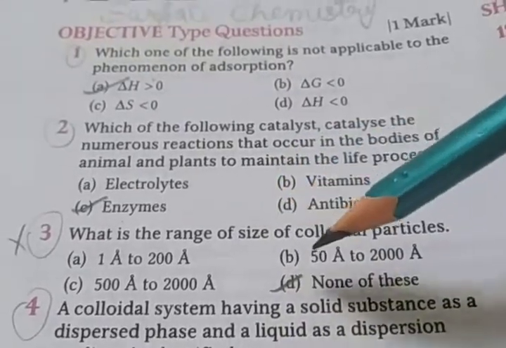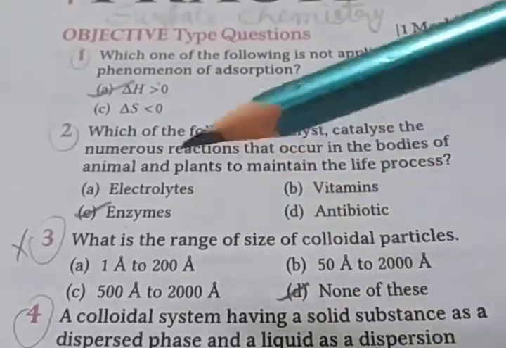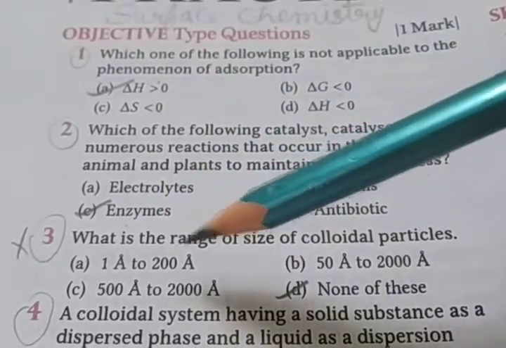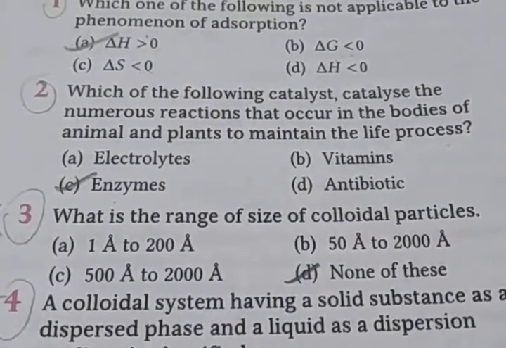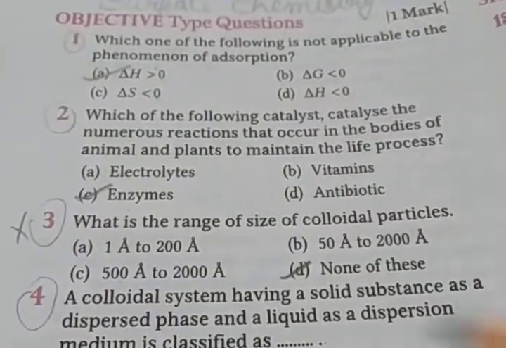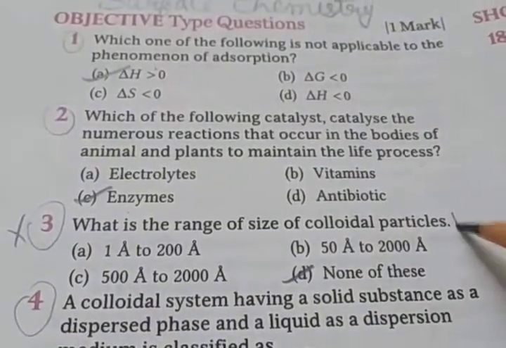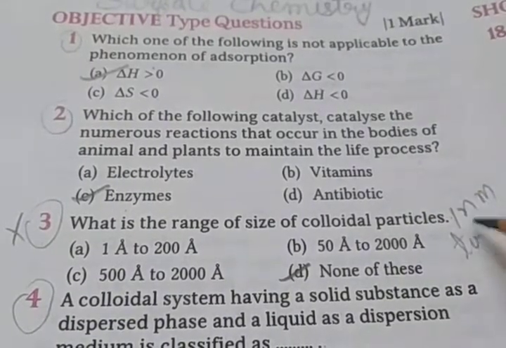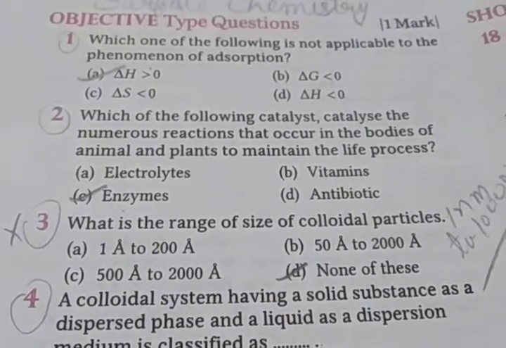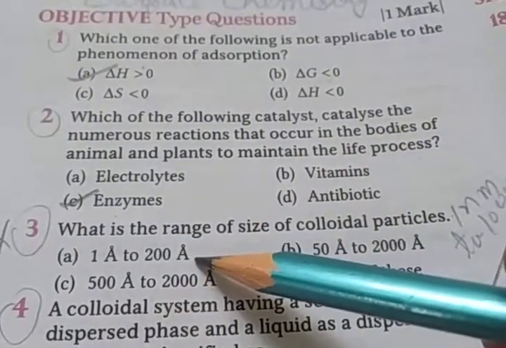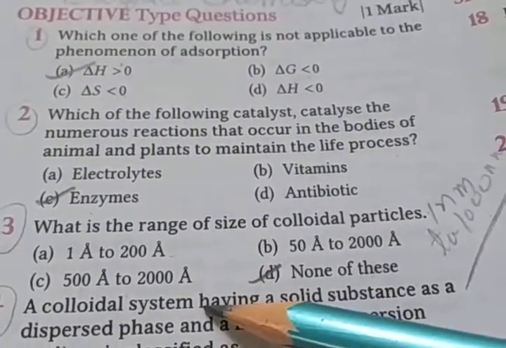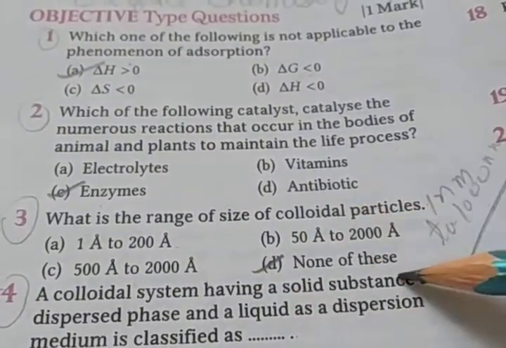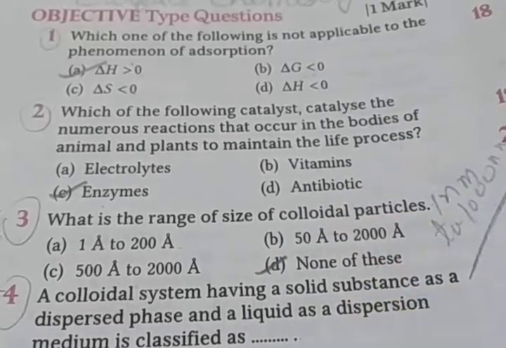Question number 3. What is the range of the size of the colloidal particles? You already know the colloidal particle size range is 1 nanometer to 1000 nanometer. Here, 1 angstrom to 200 angstrom, no. 50 angstrom to 2000 angstrom, no. 500 angstrom to 2000 angstrom, no. None of these. So the answer is none of these.